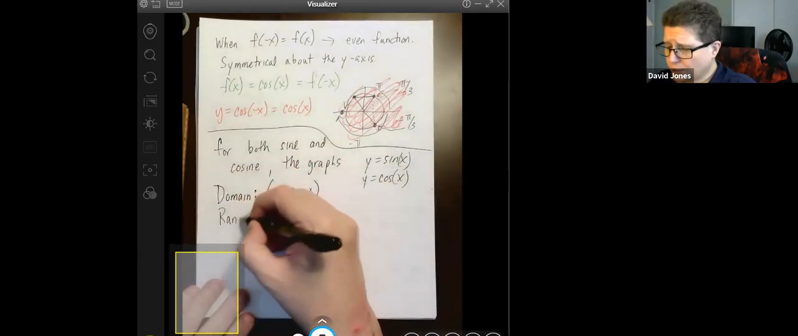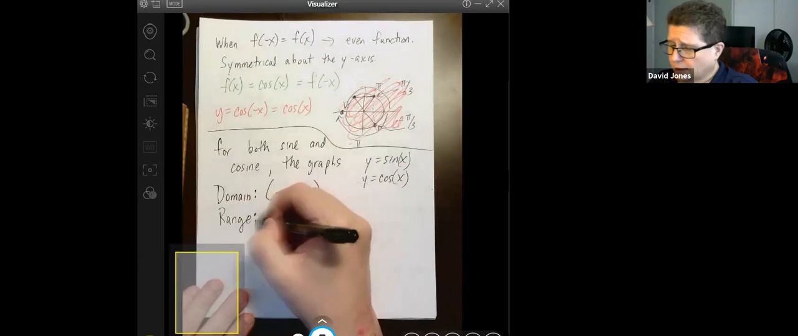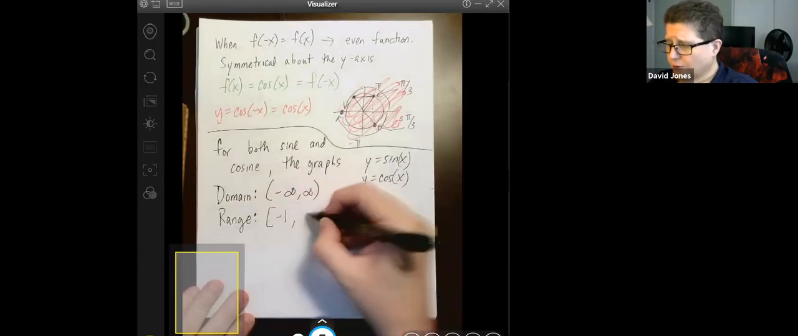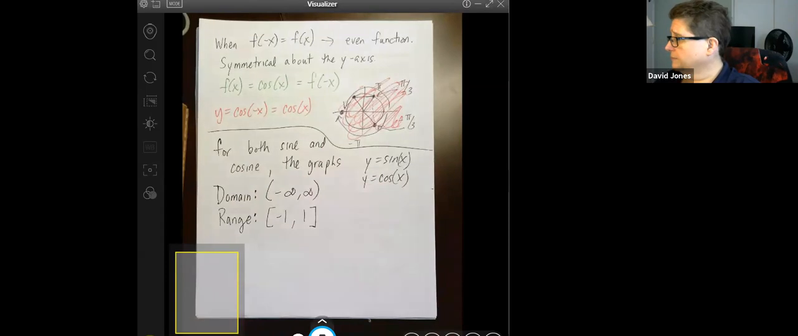The range, though, we saw it in Desmos for both of them. The lowest it could be was -1. The greatest it could be was +1. Okay? Those are the base graphs.